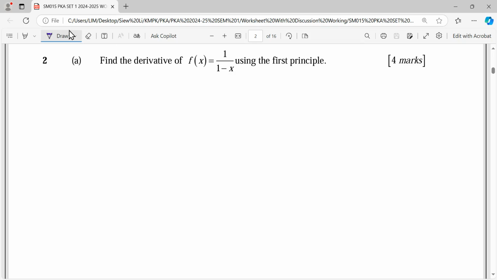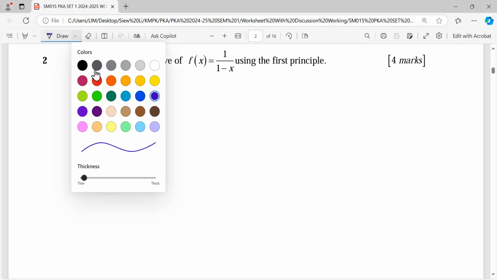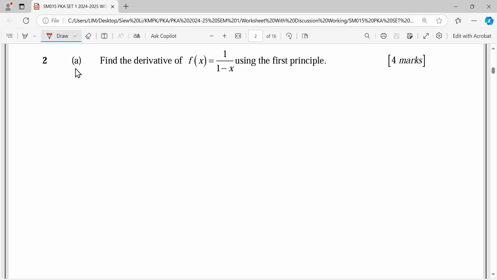Find the derivative of this function using first principle. First of all, we revise the first principle formula. It will be, for the first derivative of the function, first principle uses the idea of limit, where limit h approaches 0 for f(x + h) minus f(x) over h.